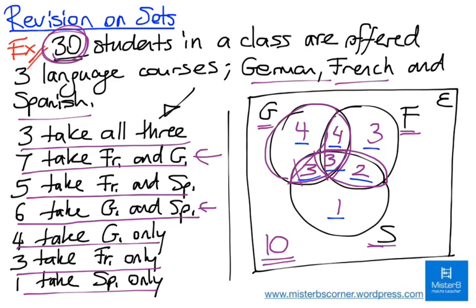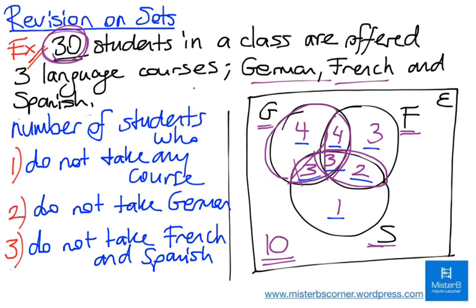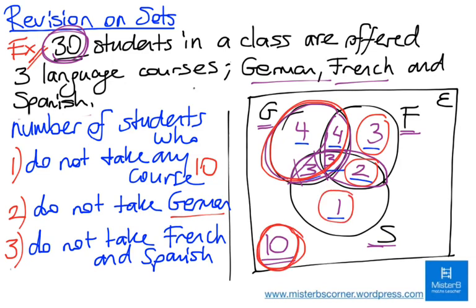Now, the questions could be the number of students who do not take any course at all. Now, this means we're talking about these students, so you go with 10 for this. Number of students who do not take German, so this means we're talking about the negation of German, so I should be considering these numbers to add, right? It's going 3 plus 2, 5, 6, and 16 altogether. So the second one, the answer will be 16.